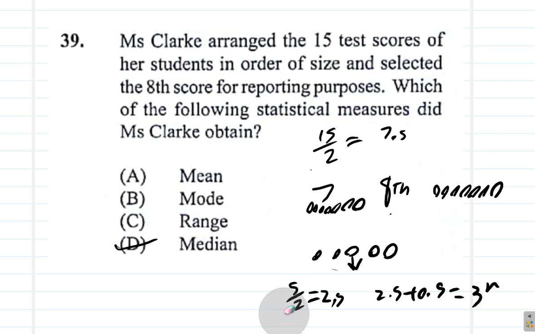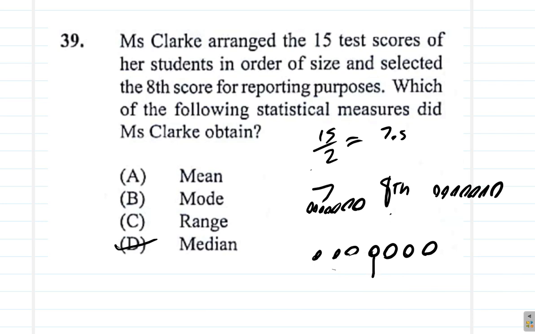You also have to remember, if you had, say, 7 of them, you can see here that the median would be the 4th one. 1, 2, 3, 4 would be the median. If you put 7 over 2, you get 3.5. Add 0.5 to 3.5, you get 4. So you have the 4th one, and so on and so forth. You have to remember that.